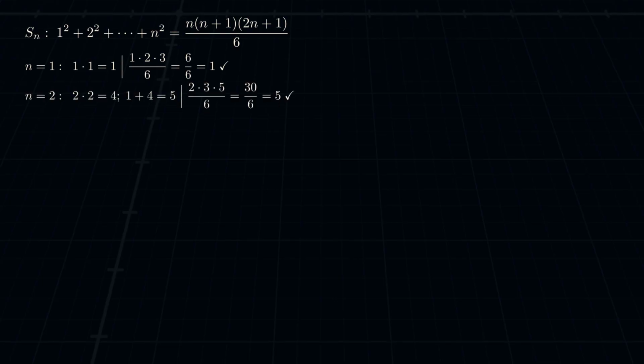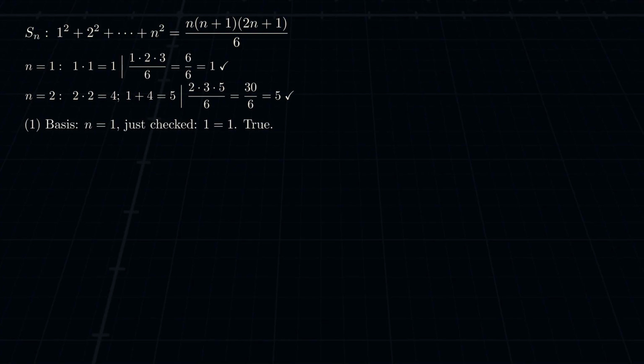n equals 2. 1 plus 4 is 5. Right side, 2 times 3 times 5 is 30. Over 6, 5. Match. Good. Now prove it. Basis step. n equals 1, and we have just done it. 1 equals 1. The first domino is down.